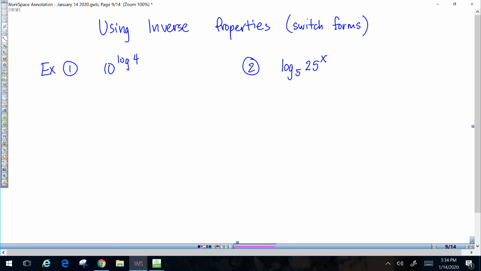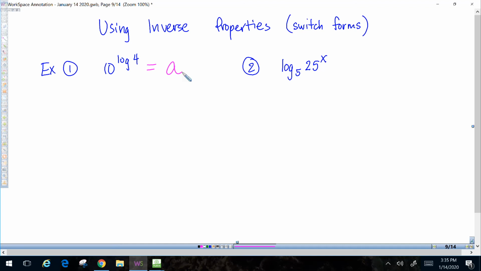So on number 1, it really is a base raised to an exponent. The exponent is weird, the exponent's a log, but it's a base raised to an exponent. That's going to equal an answer. So it's 10 to the log. Now I have an exponential form and I have no idea what it means, so I'm going to switch forms. Whenever you hit a wall with exponentials and logs, switch forms.